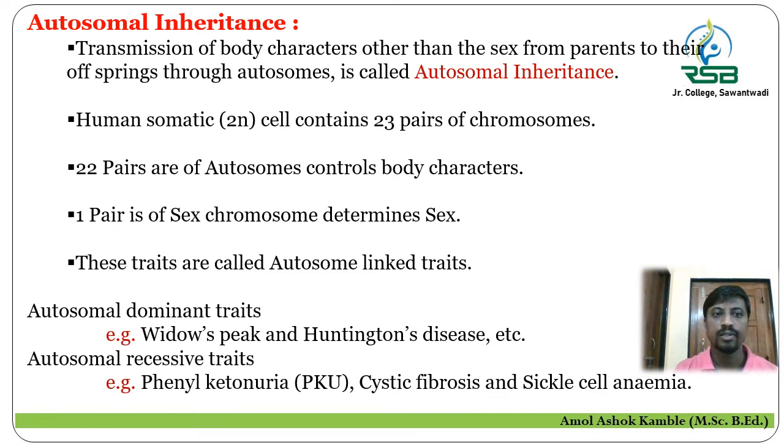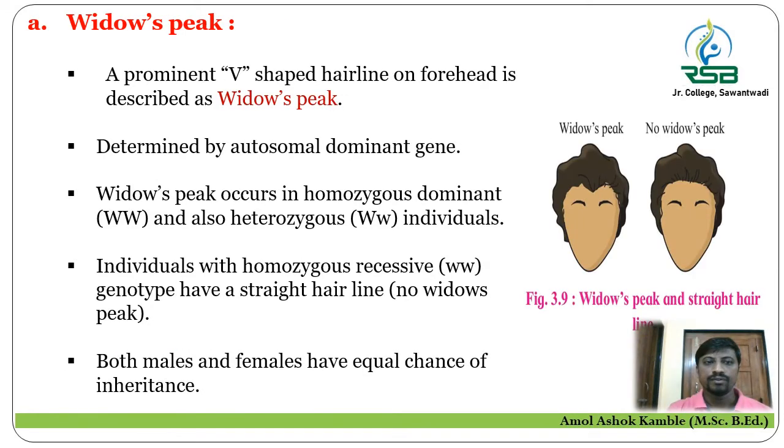So what is autosomal inheritance? It is the transmission of body characters other than sex from parents to their offsprings. So here instead of sex, the characters, it is determined by the autosomes. Let us discuss the first autosomal dominant trait, that is the Widows Peak. What happened in this Widows Peak? During the first example of autosomal dominant trait, that is the Widows Peak, here in this diagram it shows the Widows Peak and straight hairline.